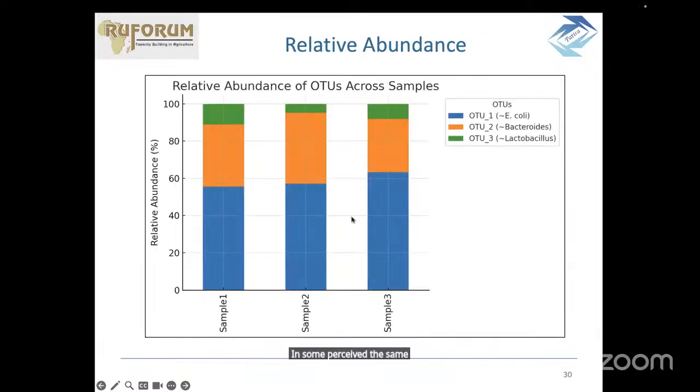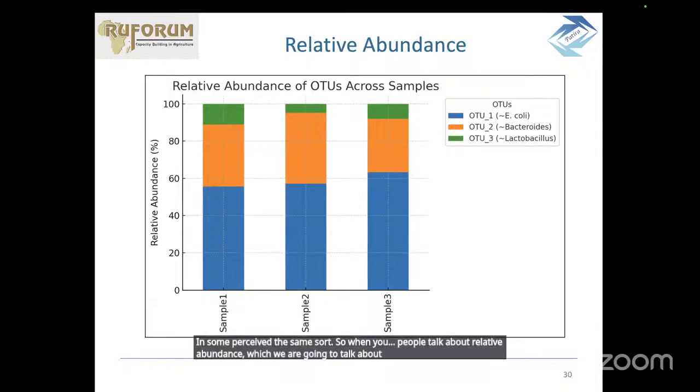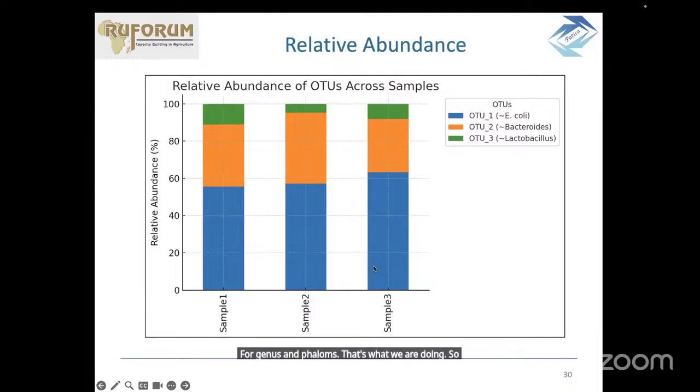When people talk about relative abundance, we're going to see that tomorrow. We'll calculate relative abundance for genus and phyla. That's what we are doing. So for sample 3, bacteroides is a little bit higher and so forth. So that's what relative abundance is. When they're reporting OTUs, they report them in relative abundance. Okay?